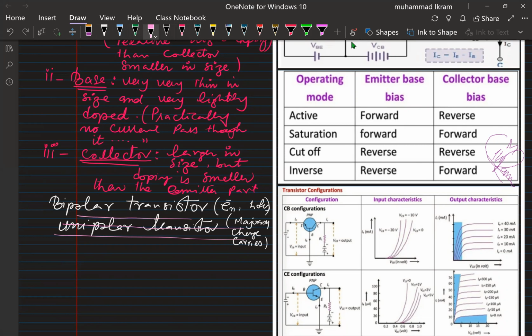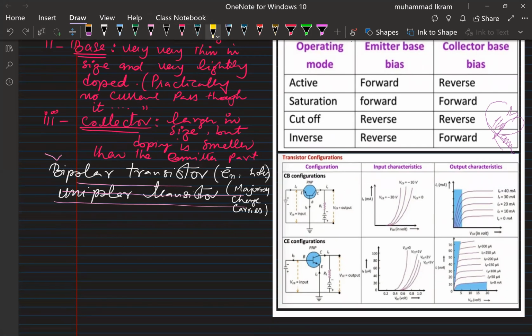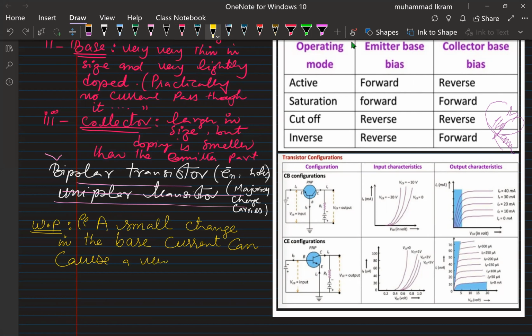Whether it is NPN or PNP, these are usually bipolar transistors. So we'll discuss the bipolar transistor here, and I would like to explain the working principle of bipolar transistors. You must remember that a small change in the base current can cause a very large change in the collector current. This is the working principle of all transistors.